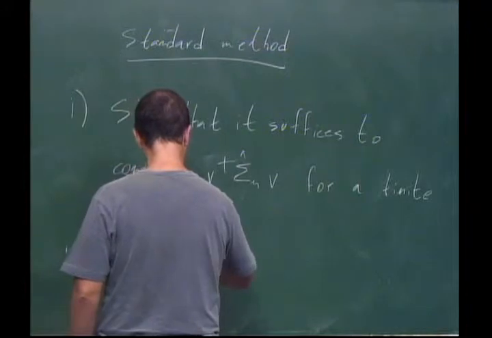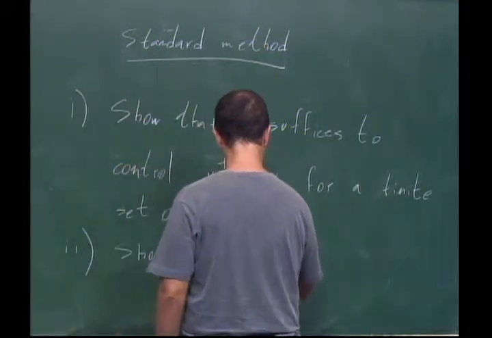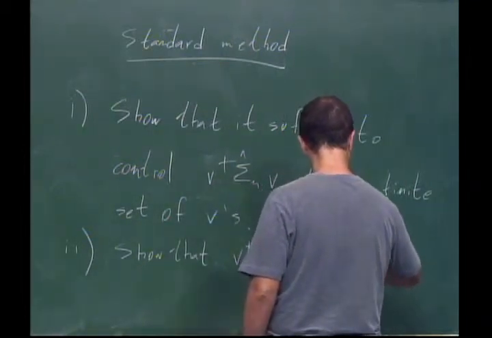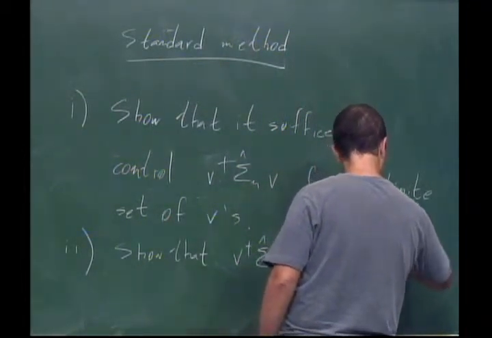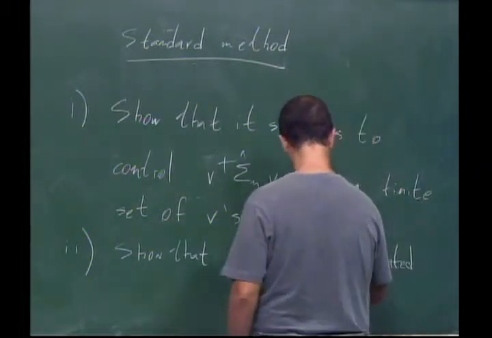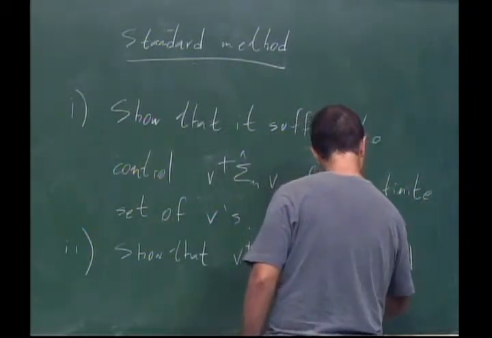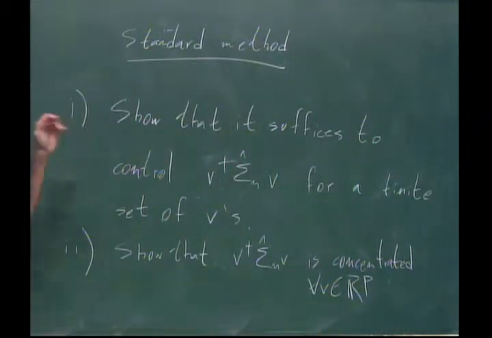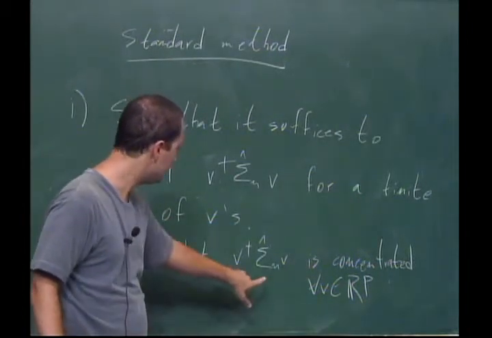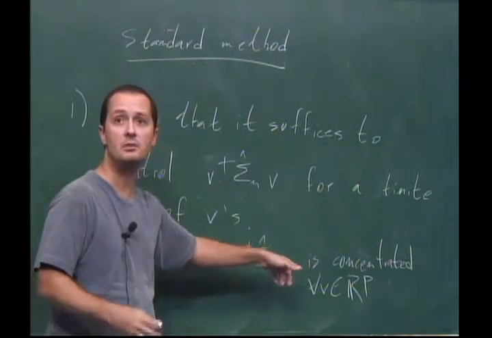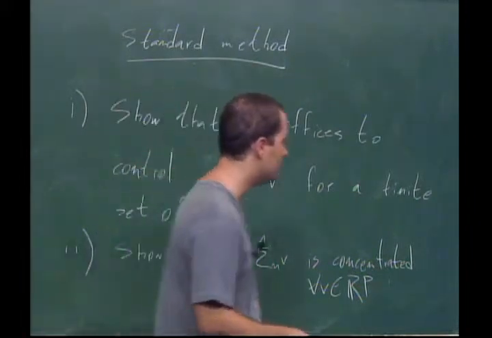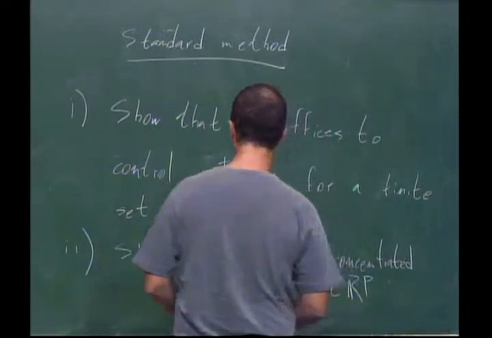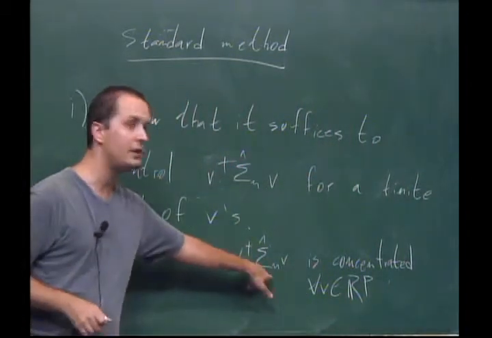And then you show that v transpose sigma hat v is tightly concentrated for any given v. So the reason why you discretize the sphere, or the set of vectors, is that then you can try and find very good bounds for how close this is to its mean. In this case, we're interested in lower bounds, really. And once you find these bounds, you know that for any fixed vector v, this is very well behaved.